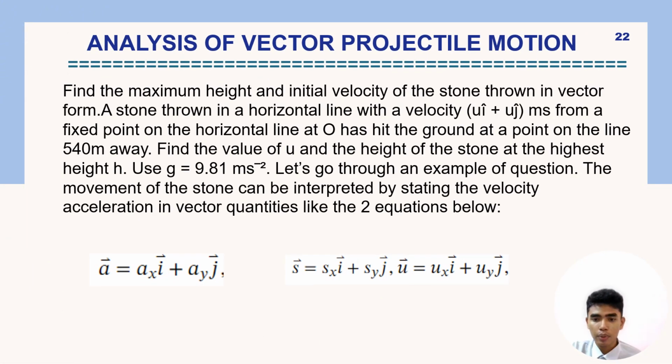So let's analyze the question we want to learn today. Analysis of vector projectile motion. Find the maximum height and initial velocity of the stone thrown, in vector form. A stone is thrown with a velocity of ui plus uj meters per second from a fixed point O on a horizontal line, and hits the ground at a point on the line 440 meters away. Find the value of u and the height of the stone at its highest point, h. Use g equal to 9.81, which is the acceleration of gravity, like I said before.